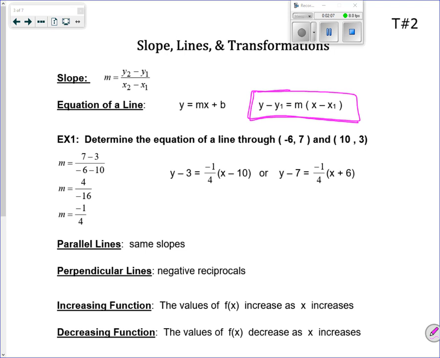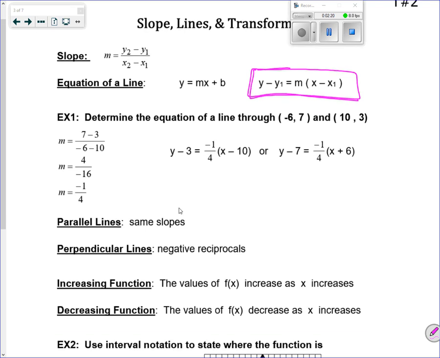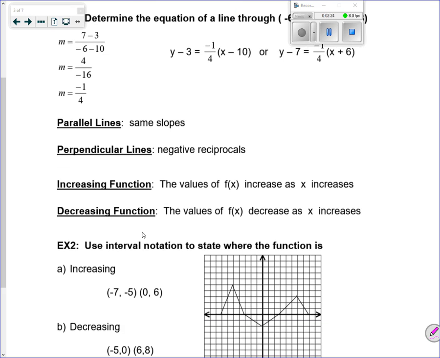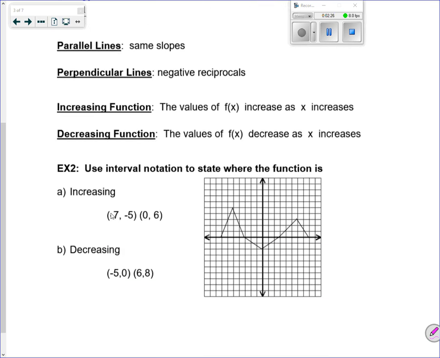The reason why point slope is better is because you don't have to have a specific point like the y-intercept like you do for mx plus b. It can be any point on there. And again, I know that you know parallel lines have the same slopes, perpendicular lines, negative reciprocals. Increasing and decreasing, remember your hand is going up or your hand is going down. So as you move left to right like you read, my hand is going up in this section.